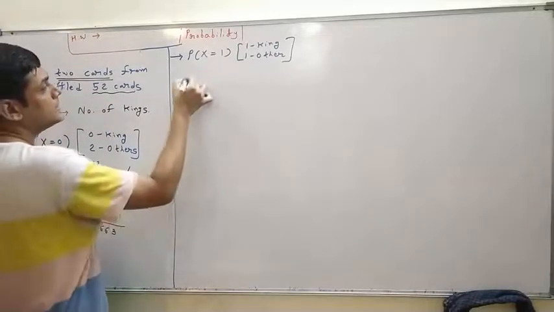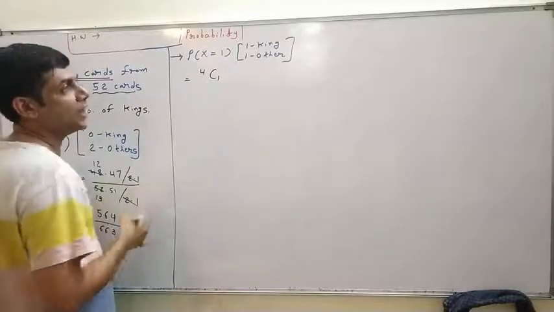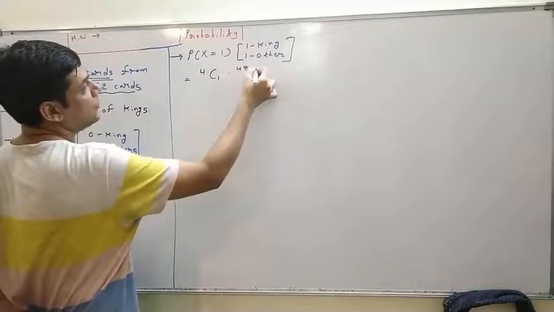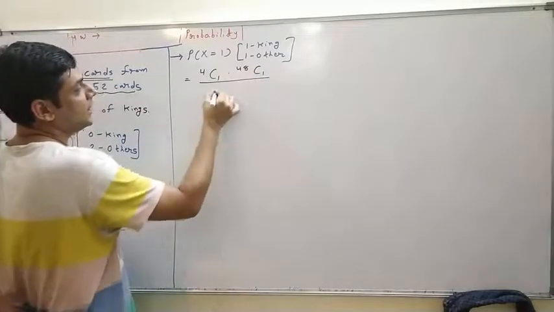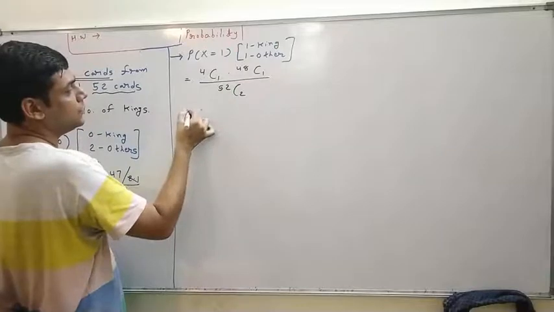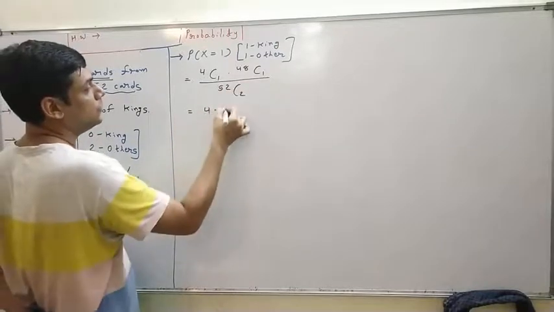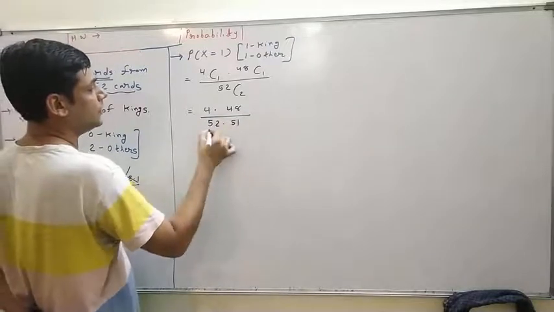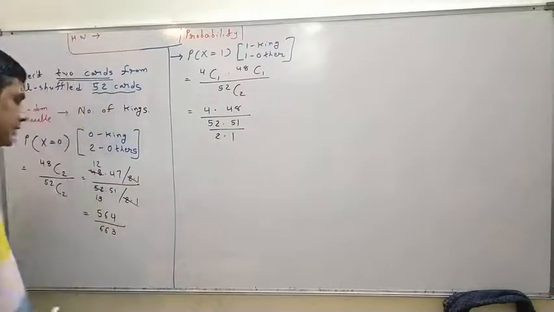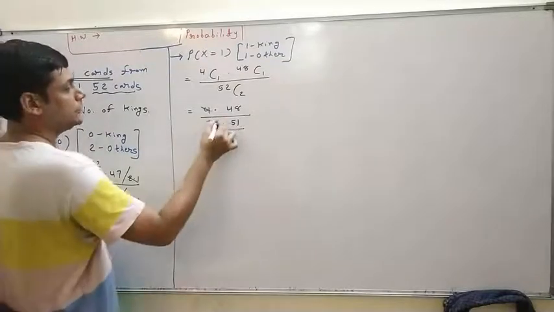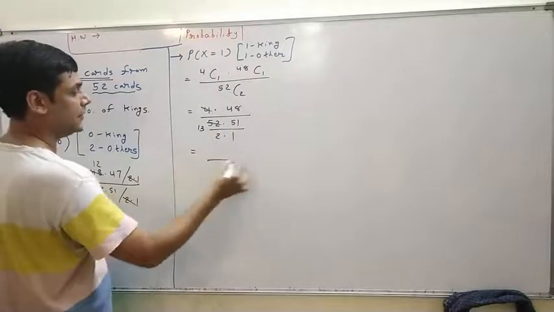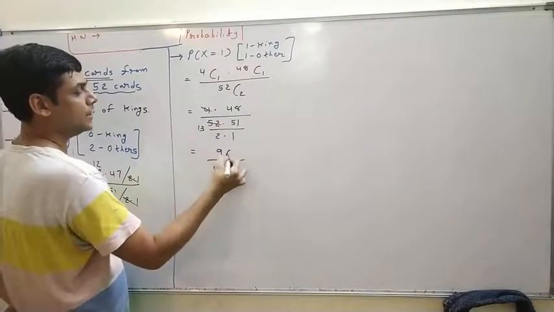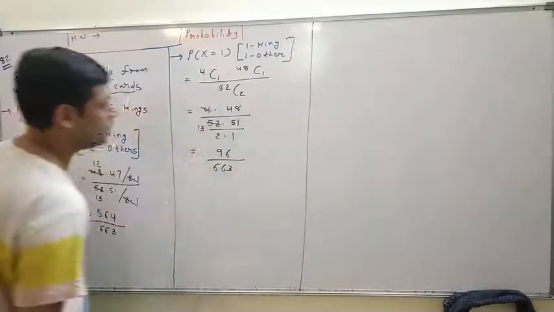One king means 4c1. We can select one king from the four kings in 4c1 ways, and the other cards, 48, we can select in 48c1 ways. Total selection is again 52c2. So that is 4 into 48 upon 52 into 51 upon 2 into 1. So 4 13s are 52, 51 into 13, I have 663, so keep it as it is, 663. 2 goes to the numerator, so 48 into 2 is 96. So 96 upon 663.